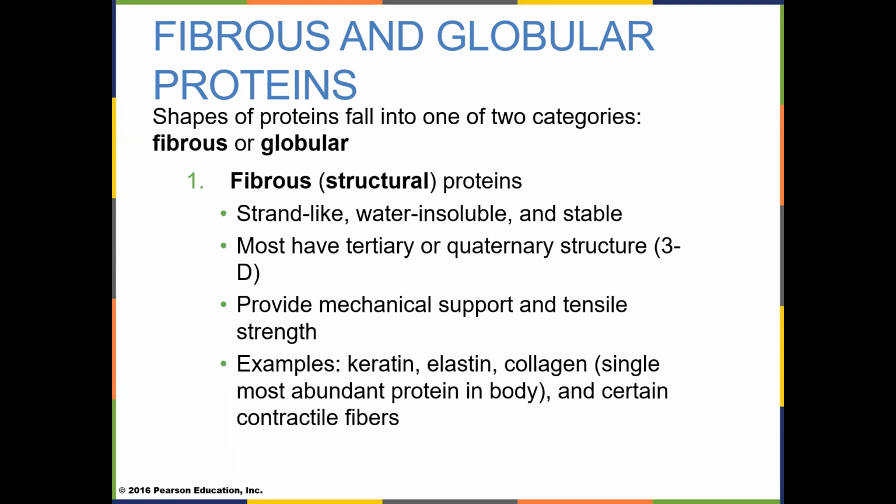The most abundant protein in the body is collagen. These are all fibrous proteins. And of course, the contractile proteins of our skeletal muscle, our smooth muscle, and our cardiac muscle are all fibrous proteins. Very powerful. They're contractile. Actin and myosin are the fibers that we find in our muscle cells.